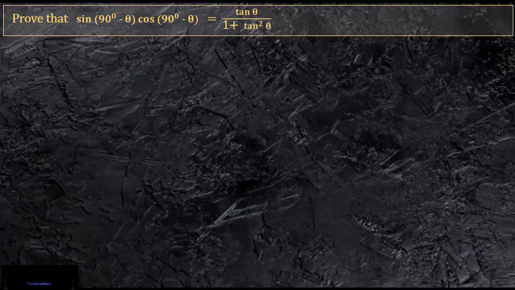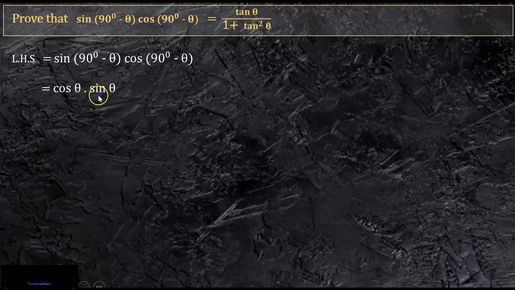Okay, so let's start with the left hand side. So left hand side it becomes cos theta into sin theta, because sin 90 minus theta we know that it's equal to cos theta and cos 90 minus theta equal to sin theta. Now take a pause over here and look into the right hand side. In the right hand side you can see we have a tan theta. Okay, and till now we have cos theta into sin theta. So here we need a cos theta below that, right? Because we know that sin theta by cos theta equal to tan theta.